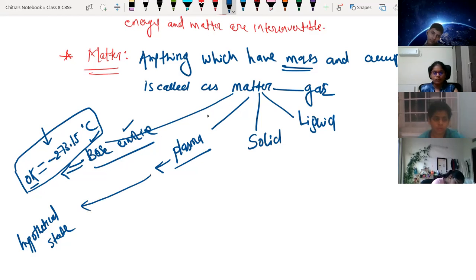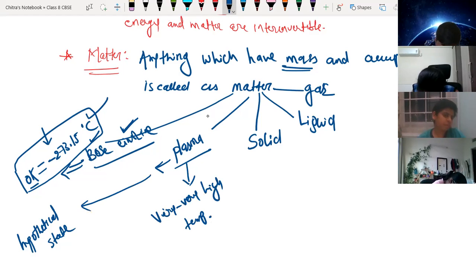So Bose-Einstein is possible at a very, very low temperature, and plasma is possible at a very, very high temperature. Sir, if time doesn't affect Bose-Einstein, then what will happen in plasma? See, at this state, all the matter will be present in ionic form. Ions, you know, cation and anion.